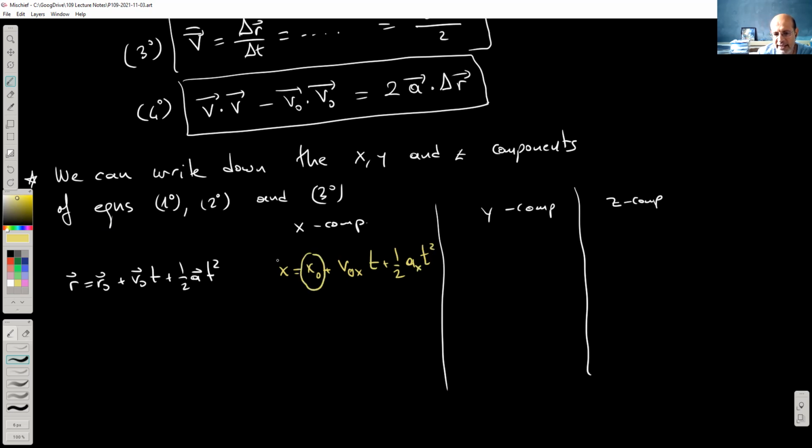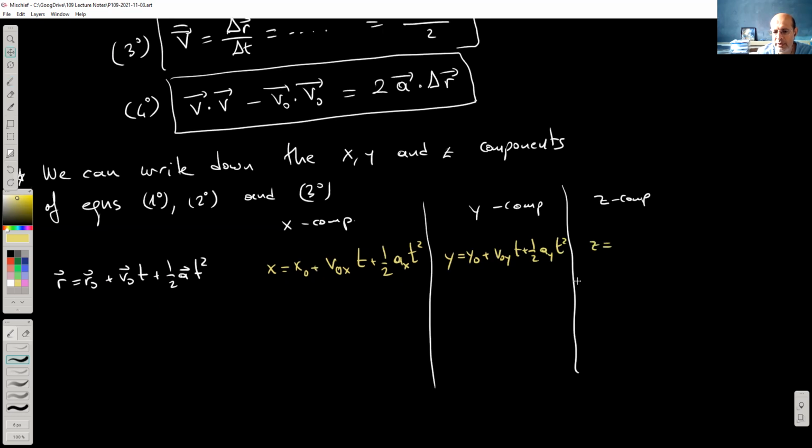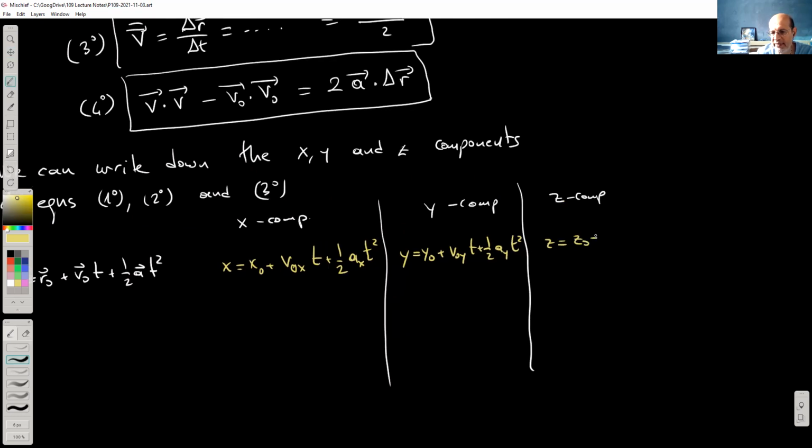Here, x0 is the x component of the initial position. v0x is the x component of the initial velocity v0. ax is the x component of the acceleration, all right? So I can take the x components of the vectors that appear in here and write down the corresponding equations. All right, let me do the same thing in here. So that's z0 plus v0z t plus 1/2 of az t squared.